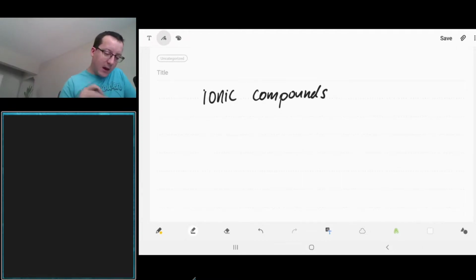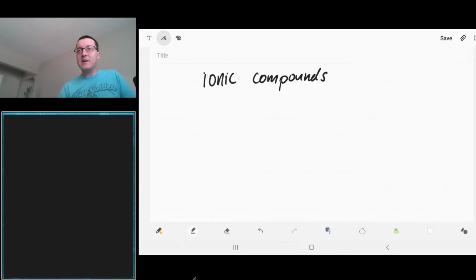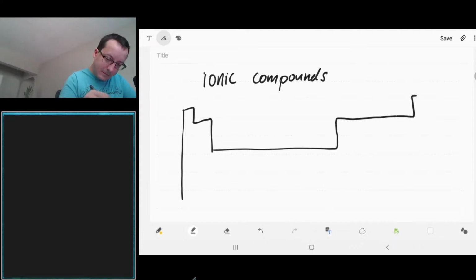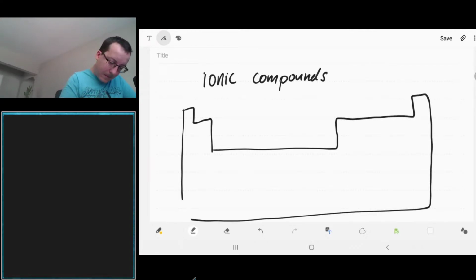So today we're gonna be talking about ionic compounds. And as just like yesterday, I'm gonna start with yet another periodic table drawing. And we're gonna start by going over the ions that certain elements will tend to form.